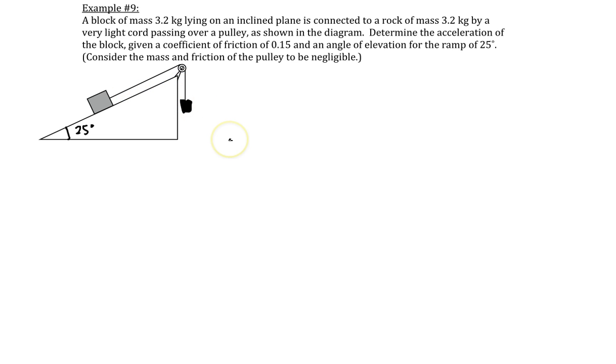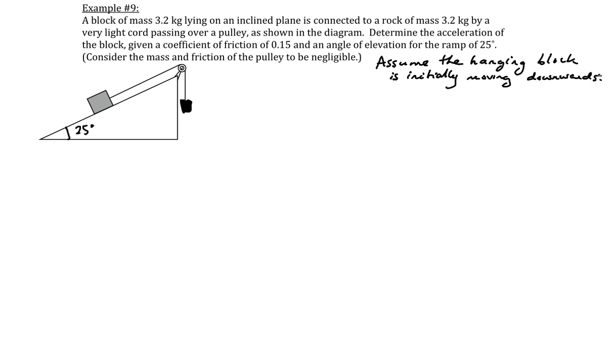Now there is one little issue with this problem that I did realize after looking at it. We should have been told what direction the system is moving, because that will determine what direction the kinetic friction is moving. So let's make an assumption right off in the beginning, and we're going to assume the hanging block is initially moving downwards.